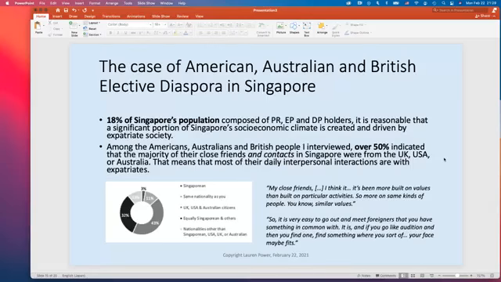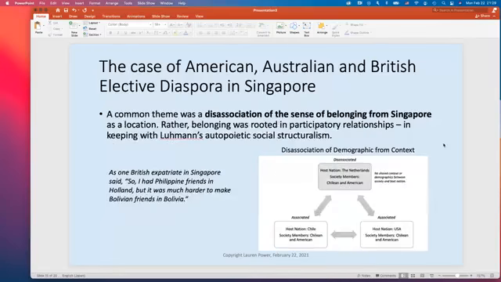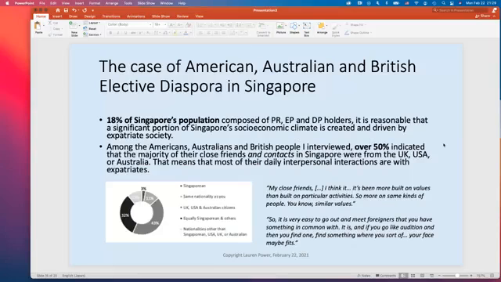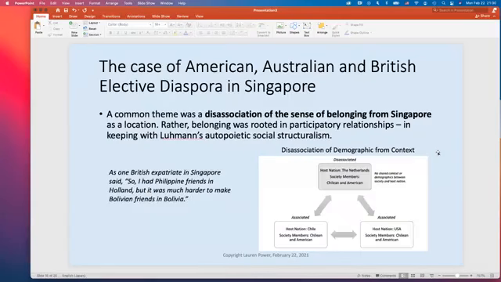And so it's reasonable to assume that you can have actually a little society of migrants that help govern societies of migrants. They cater to each other and they provide services to each other. This might be one of the only places in the world that has such a high level of global talent at such a predominant rate in their society. Importantly, though, of the people I interviewed, over 50% indicated that the majority of their close friends and contacts in Singapore were from the UK, USA, and Australia. So that means that most of their daily interpersonal interactions are with expatriates.